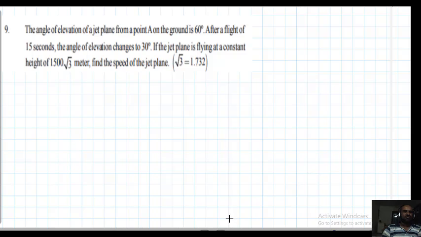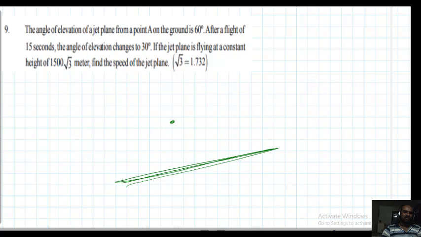Ninth problem. The angle of elevation of a jet plane from a point A on the ground is 60 degrees. After a flight of 15 seconds, the angle of elevation changes to 30 degrees. The jet plane is flying at a constant height of 1500 root 3 meters. Find the speed of the jet. Okay, this is the ground.